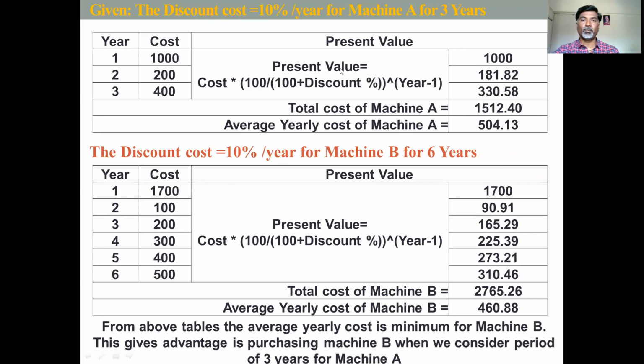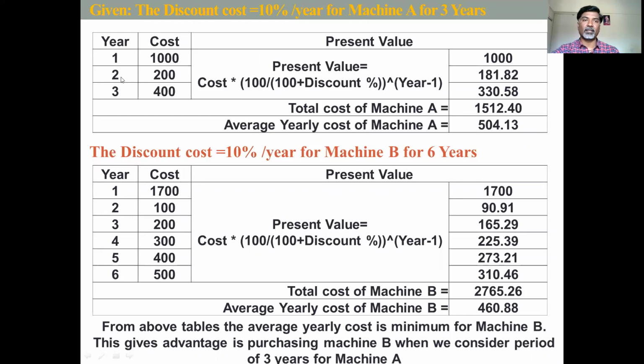So here, if you put the value, the cost is 1,000 multiplied by the bracket 100 divided by 100 plus the discount percent. They have given 10% discount, so 100 plus 10, that is 100 divided by 110, bracket complete raised to year minus 1. Here year is 1, so 1 minus 1 is equal to 0. As we know, any number n raised to 0 is equal to 1. So for the first year, present value is cost into 1, which is 1,000.